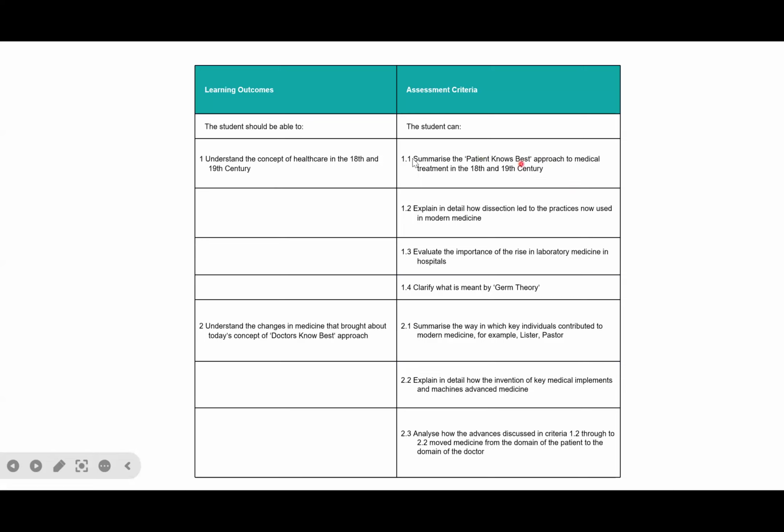There are some topics that you should be able to understand and work on when you have your assignments. We'll discuss the assignment next weekend on the Saturday. Here you would want to be able to summarize the patient knows best approach to medical treatment in the 18th and 19th century. There is some reading material that we have uploaded on Moodle, so you can have a look at it for your understanding.